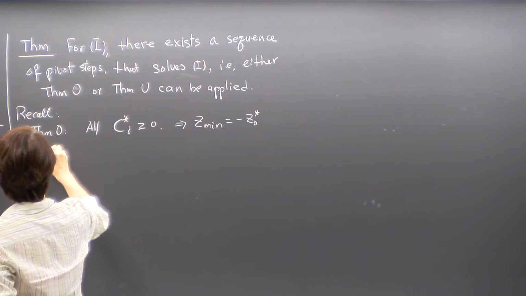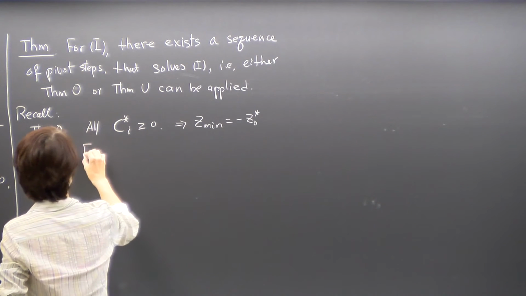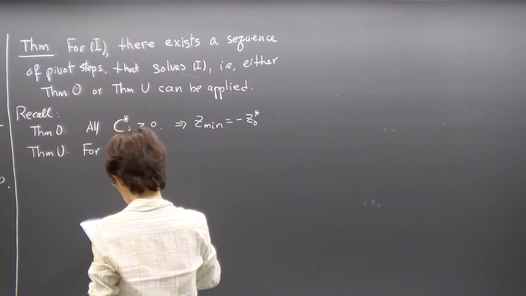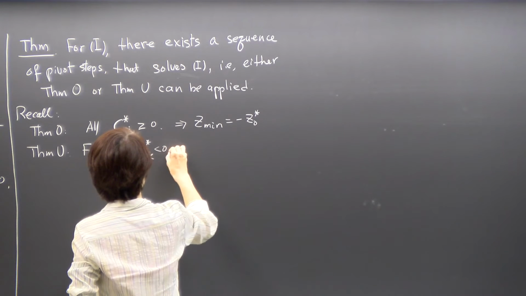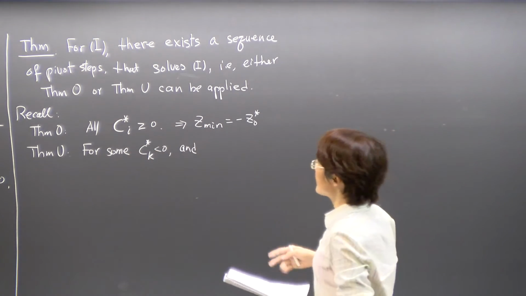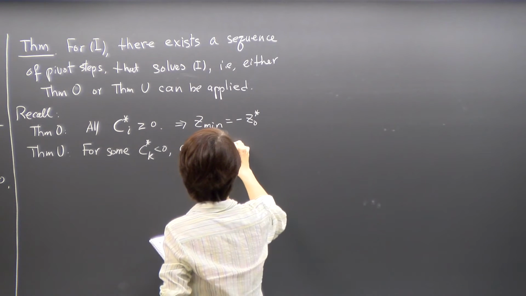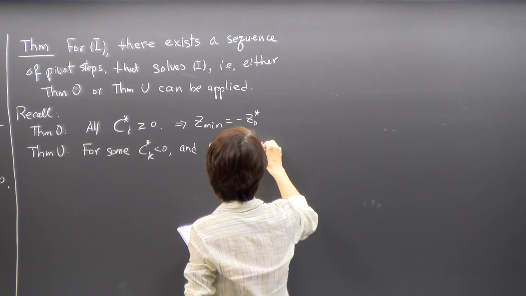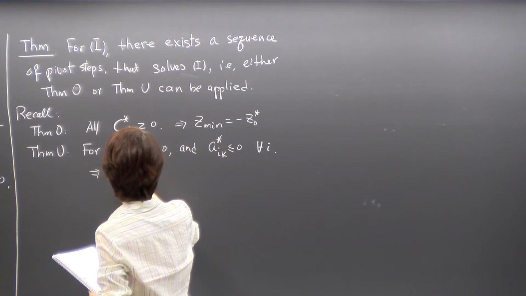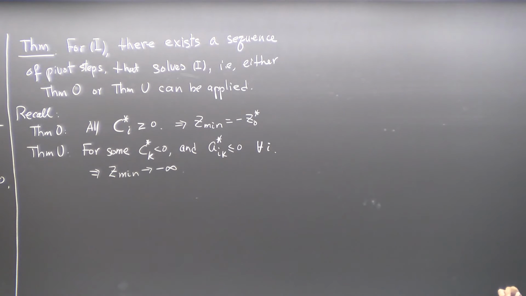And then theorem U, how do I know that my z will be unbounded below? What's the condition? So theorem O doesn't apply, meaning I find some c here, we call it c_k, which is less than 0. And I check the column of all the a's, and they're all less than or equal to 0. a_ik less than or equal to 0 for all i. And then if that is the case, you know the z-min is unbounded, it goes to negative infinity. Do we remember those two theorems that we applied?